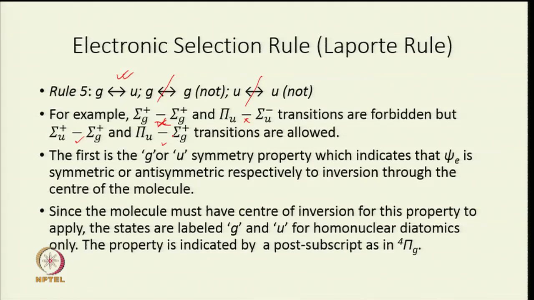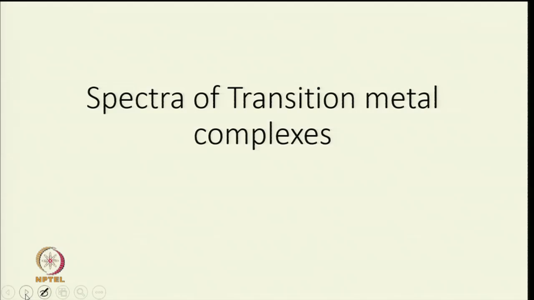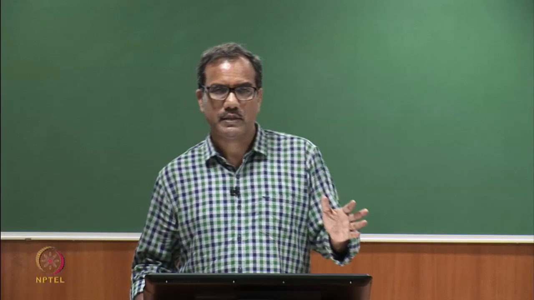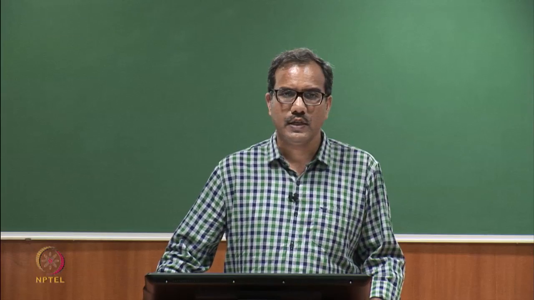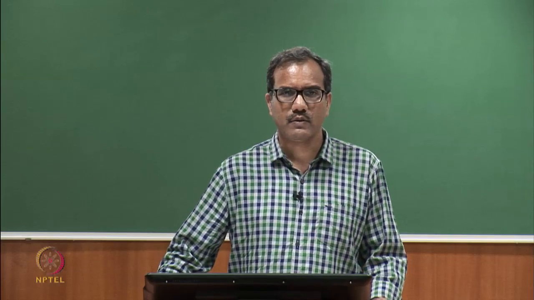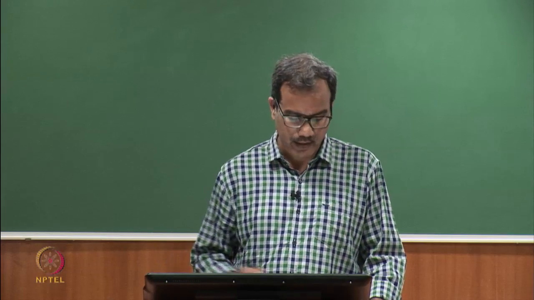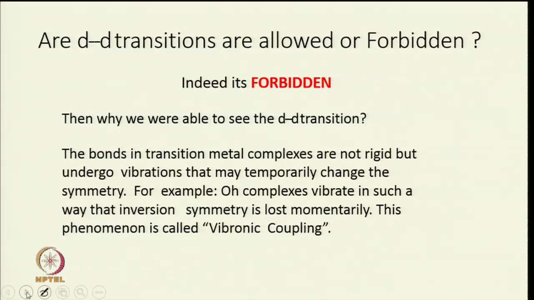and I have already explained what G and U mean, so I will just move ahead. So this is about the spectra of molecules. Now I will discuss the electronic spectra of transition metal complexes. So the first question is, are d-d transitions allowed or forbidden?